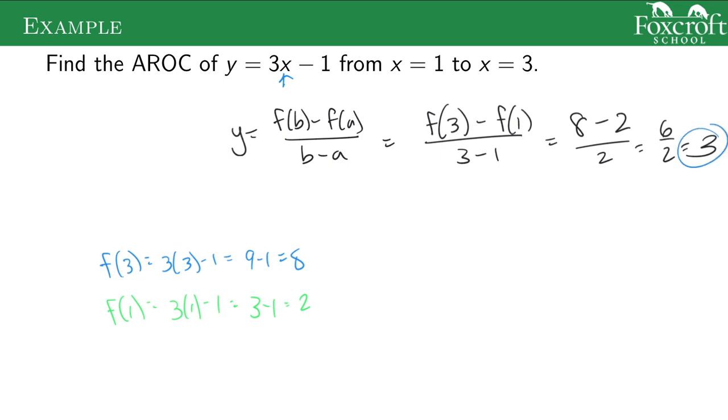So the average change of this function from 1 to 3 is 3. Again, the function might go up really quickly at some points and slower at other points, but on average, it's changing at a rate of 3. And there are no units here, so it could be like 3 miles per hour, 3 kilometers per minute, that type of thing.